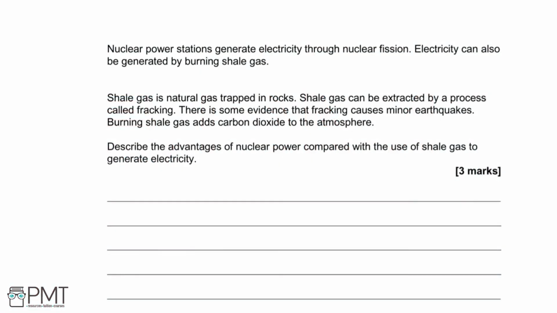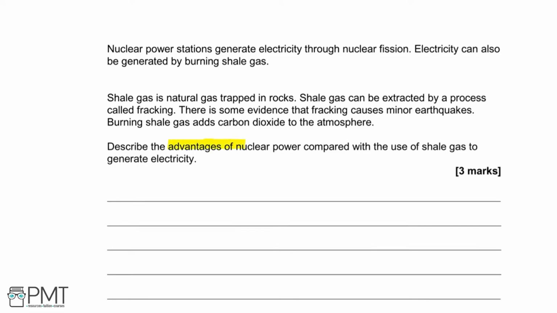Nuclear power stations generate electricity through nuclear fission. Electricity can also be generated by burning shale gas. Shale gas is a natural gas trapped in rocks. Shale gas can be extracted by a process called fracking. There is some evidence that fracking causes minor earthquakes. Burning shale gas adds carbon dioxide to the atmosphere.